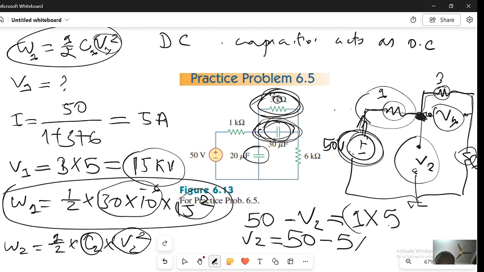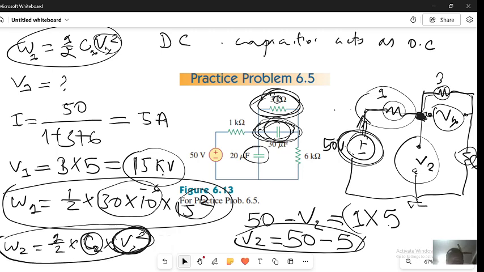So I will have 50, because this V2 will come here, this minus 5 will come here to find the voltage V2. Now if I found the voltage V2, to find omega 2, just replace the value of the V2 that I got from here, and I have C2. Just after, from the formula, we will determine the value of omega 2 there.